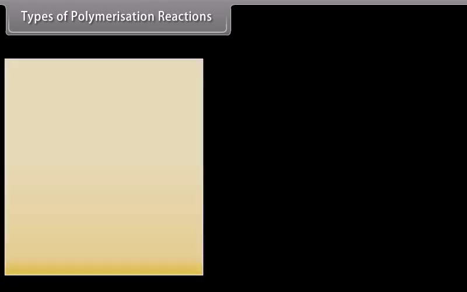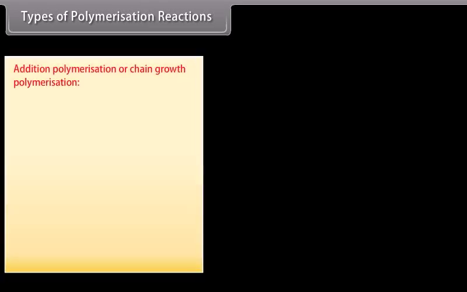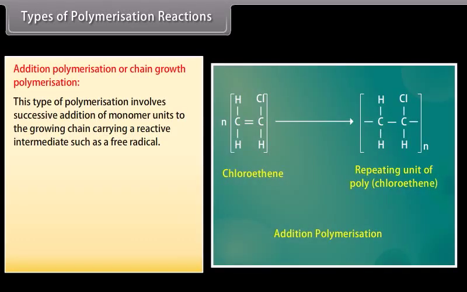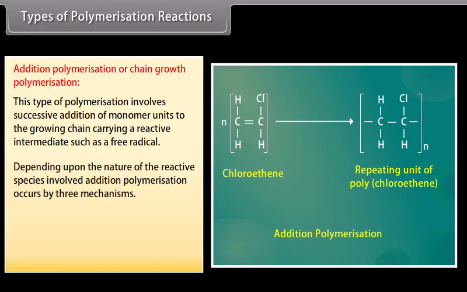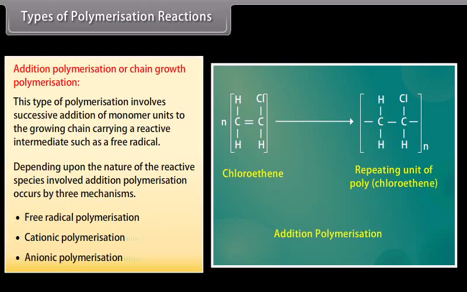Types of polymerization reactions. There are two types of polymerization reactions. Addition polymerization or chain growth polymerization. This type of polymerization involves successive addition of monomer units to the growing chain carrying a reactive intermediate such as a free radical. Depending upon the nature of the reactive species involved, addition polymerization occurs by three mechanisms: free radical polymerization, cationic polymerization, and anionic polymerization.